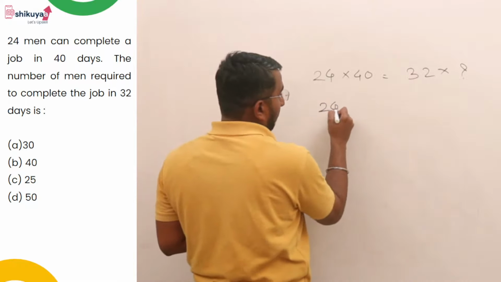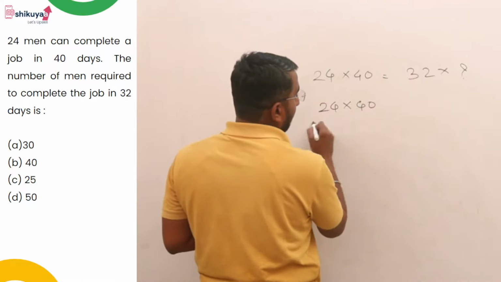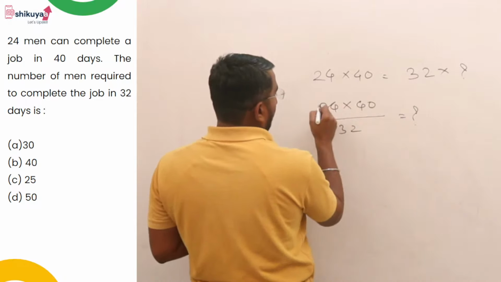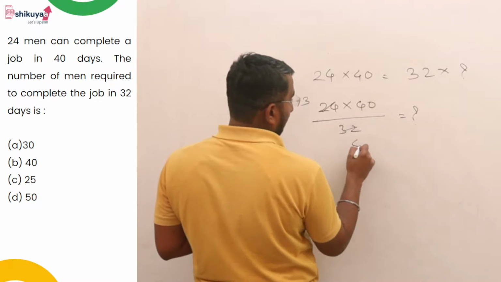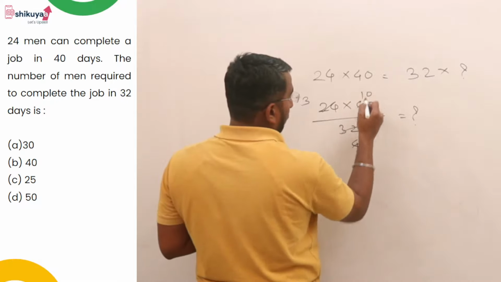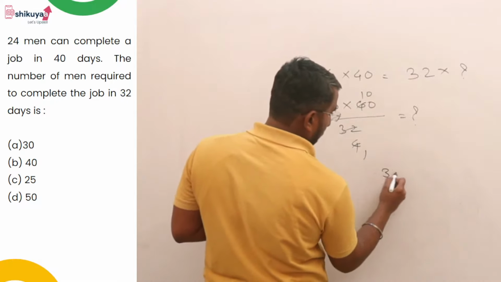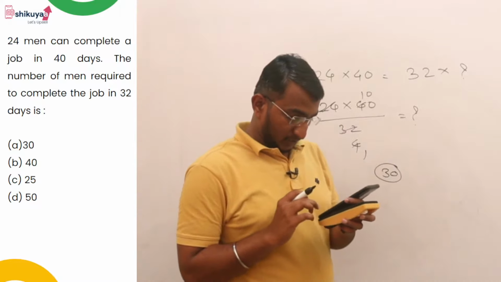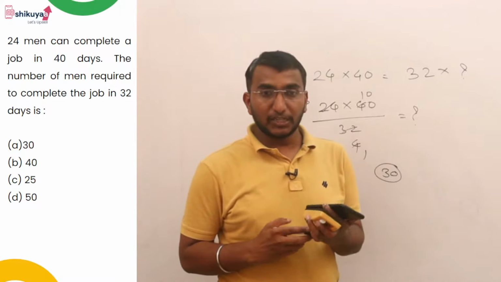So again 24 into 40 divided by 32. 8 3s are 24, 8 4s are 32, so it is 30. The answer is that the number of men required is 30, which is given in the option.